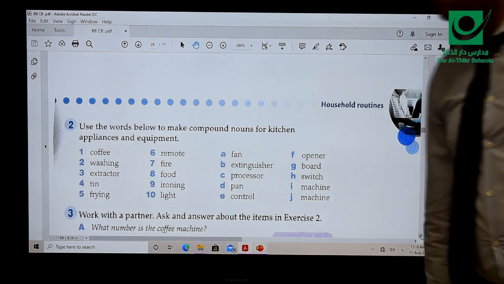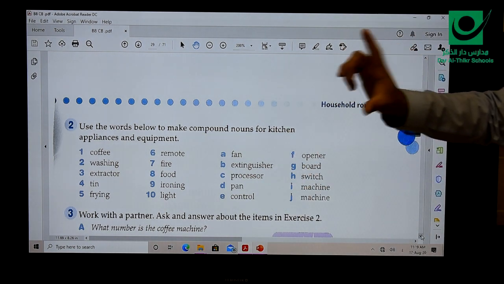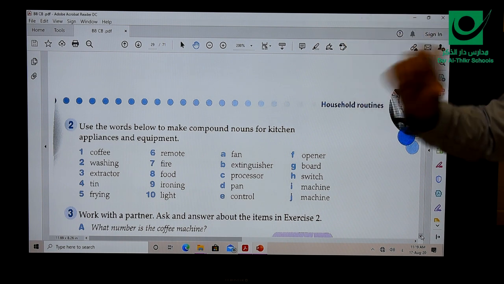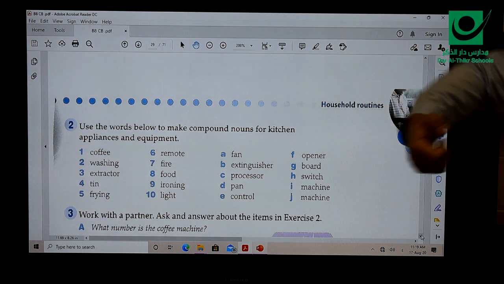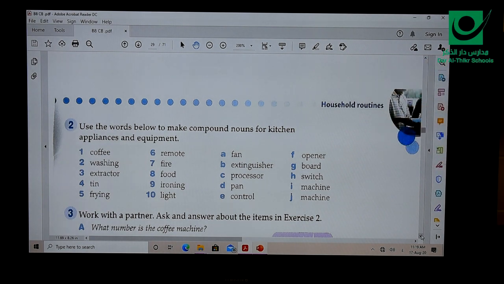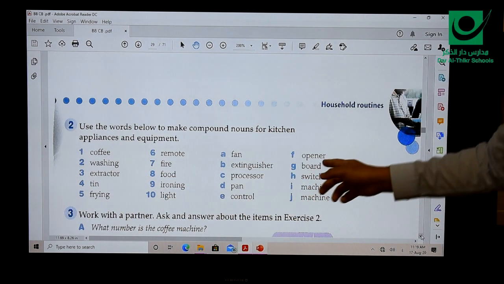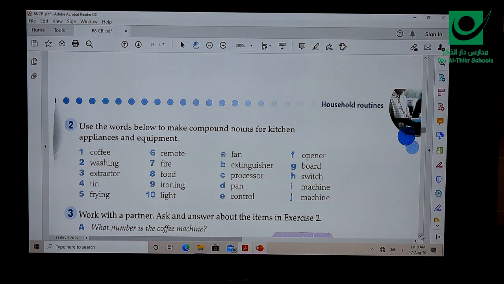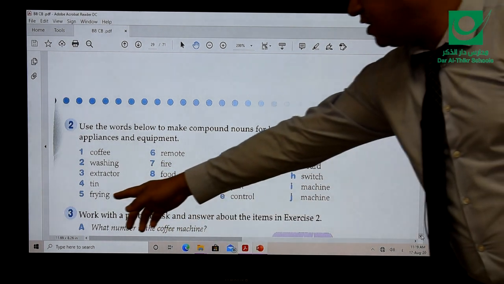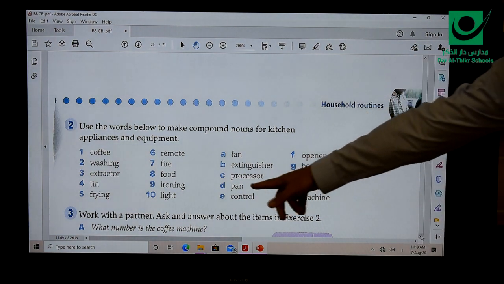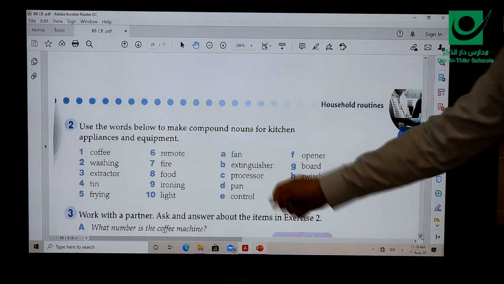Tin. When you have a tin of tomato or tuna, how can you open it? If it's not easy open, we use a machine or an equipment which is called tin opener. Tin opener. Frying. When you want to fry potatoes, use frying pan. Frying pan.